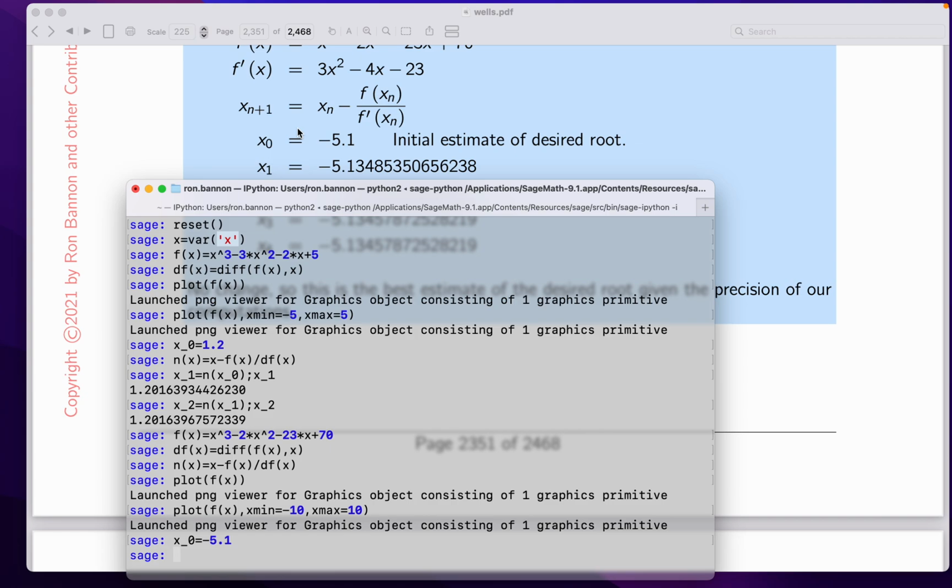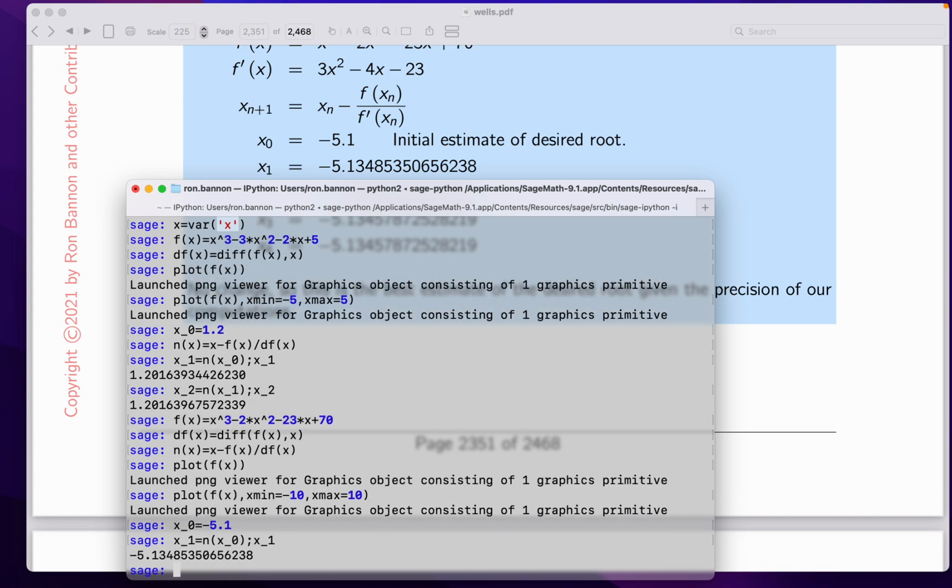So what do I have to do? Now, if you remember, I've got to assign x1 the value from Newton's method, which was n of x0. And I want to display x1. Now let's hope we do okay. Did I get the same number? Well, I'm not going to read all the digits off to you, but it appears to be the same number.